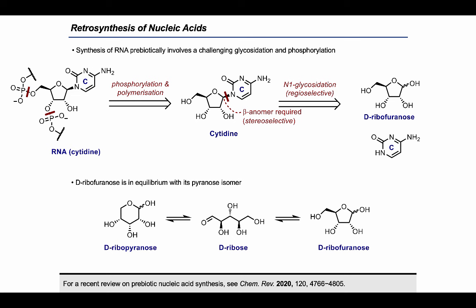There's additionally the further problem that the version of ribose we want to use for this glycosylation, D-ribofuranose, is in equilibrium with both its linear form and its six-membered pyranose form. So, how can we make ribose, or even better, some sort of version of D-ribofuranose prebiotically?